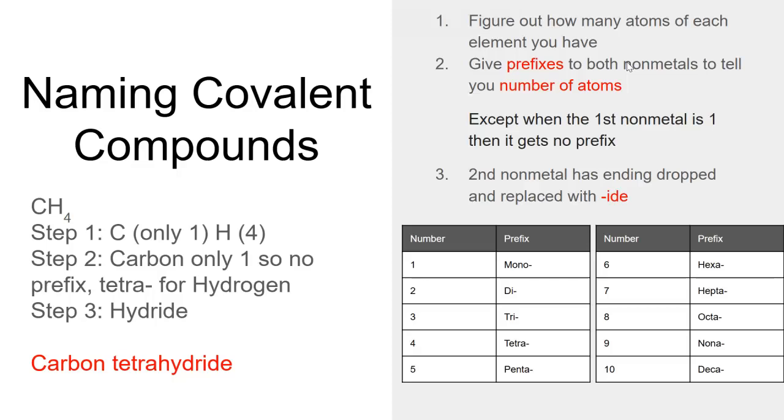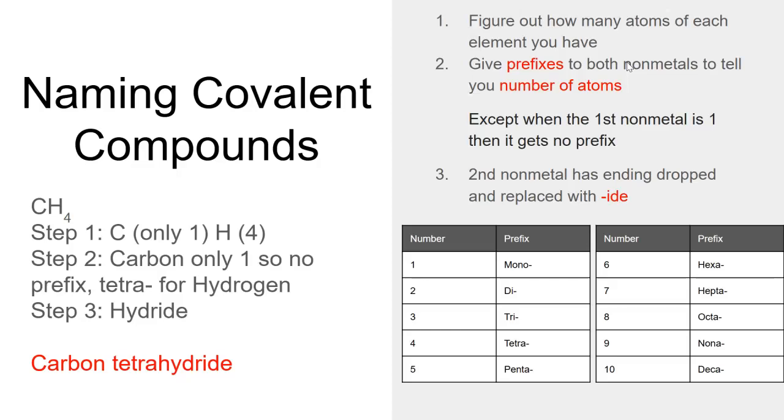The second nonmetal always has a prefix, and just like with ionic, you drop the end and replace it with "-ine". The prefixes are listed here. So 1 is mono, 2 is di, 3 is tri, 4 is tetra, 5 is penta, 6 is hexa, 7 is hepta, 8 is octa, 9 is nona, 10 is deca.